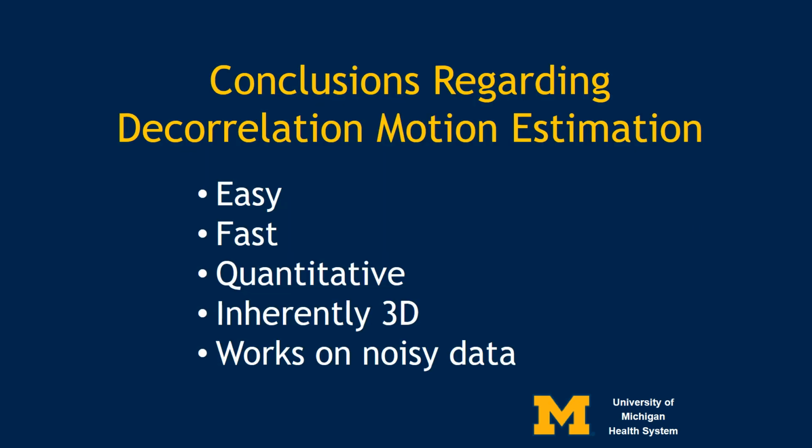So in conclusion, decorrelation motion estimate is a way of estimating lung surface motion. It's easy, it's fast, it's quantitative, it's inherently 3D, meaning the decorrelation changes in different directions, although the decorrelation rate changes because of the beam shape. So that would have to be compensated for, but in fact it does work. And it works on noisy data, as I showed you, because you can get many, many measurements.